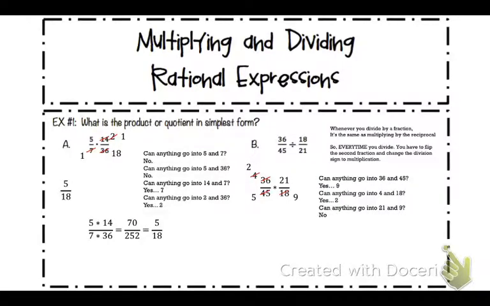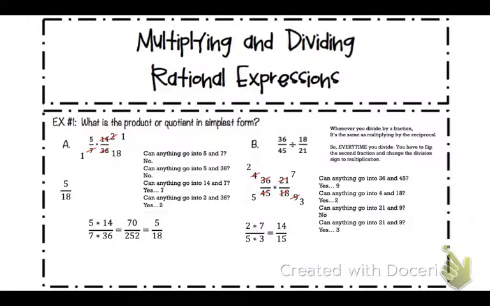Yes. Or that should have been a 5, not a 9. Can anything go into 21 and 5? No. Can anything go into 21 and 9? Yes. 3 can. So 3 goes into 21 7 times. 3 goes into 9 3 times. So then that's 7 times 2 over 5 times 3, which is 14 over 15.